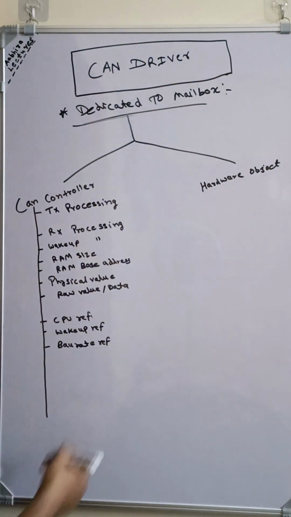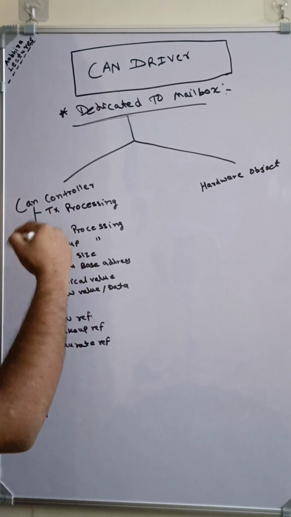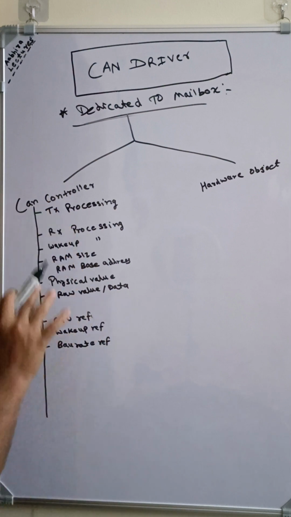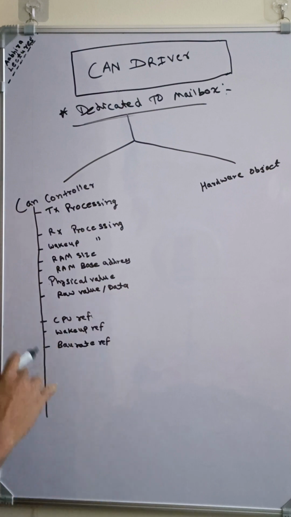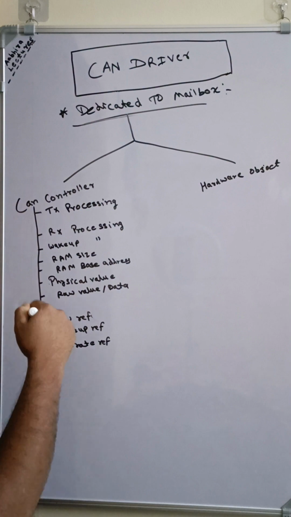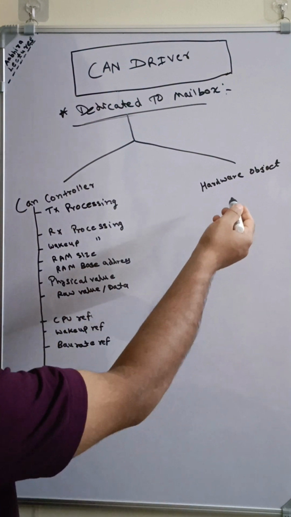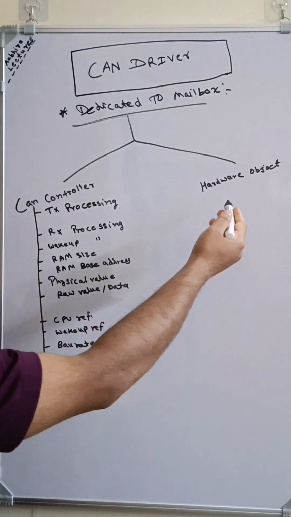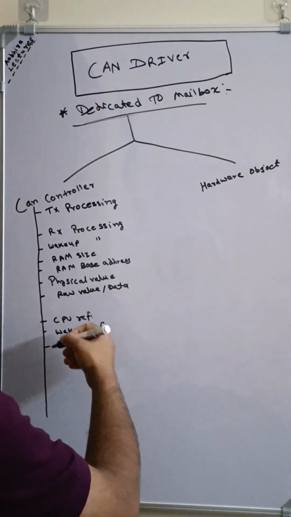I will explain one by one. So keep in mind, these are the parameters we have to configure with respect to the CAN driver. If you are working from scratch on the project, then you have to configure them. If you went in the middle of the project, there is no need to configure; just see whether all parameters are configured or not. Apart from this, in the CAN hardware object you have to configure each and everything. We will see the hardware object later. First we have to see the CAN controller.